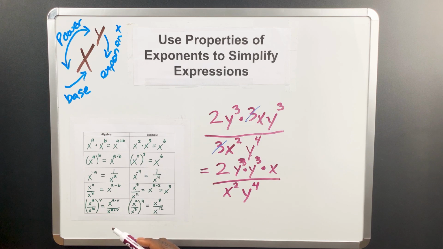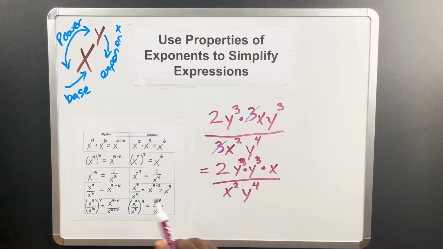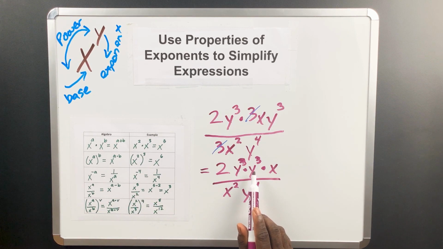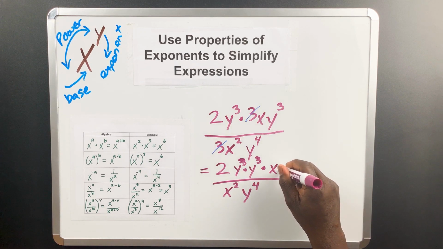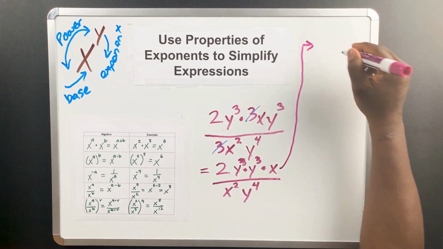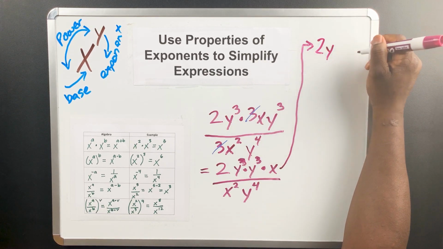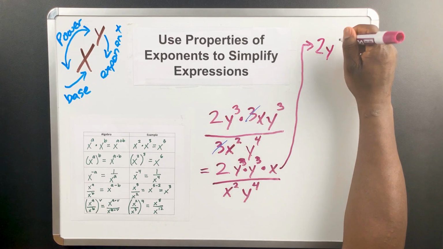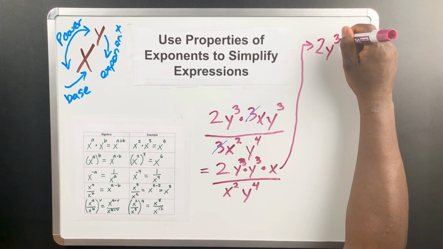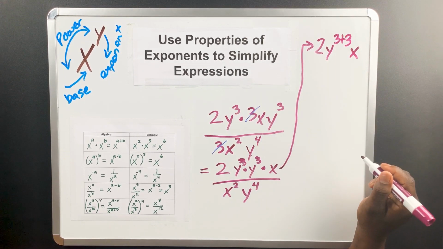So look in the numerator and see if there is a property that applies. I see that we're multiplying two powers with the same base of y, so that means we can keep the base and add the exponents. So we're going to do that. Running out of space, so I'm going to come up here. Very good. So I'm going to write 2 times y, we're going to keep the base and add the exponents, so that's 3 plus 3, times x.